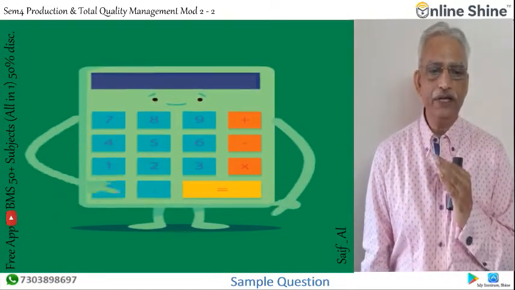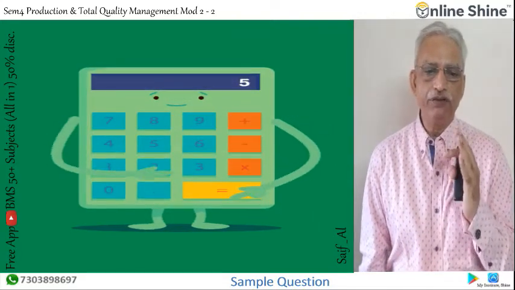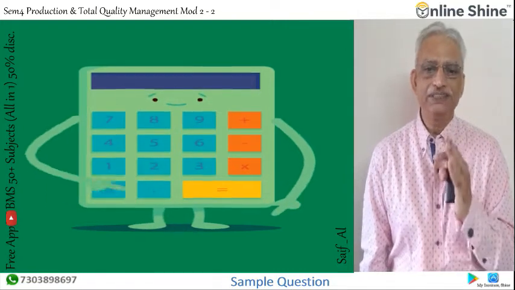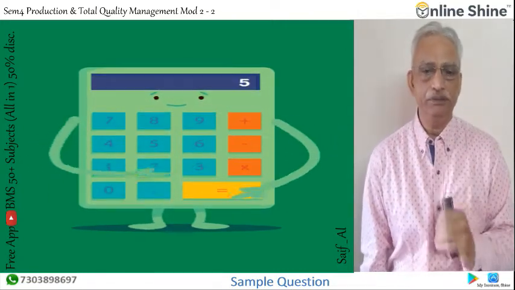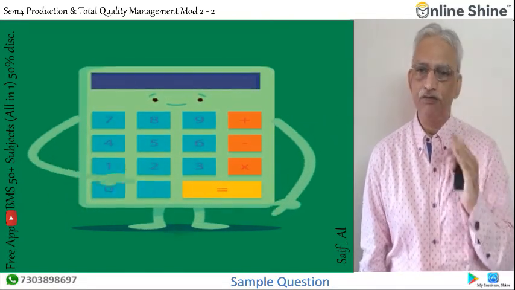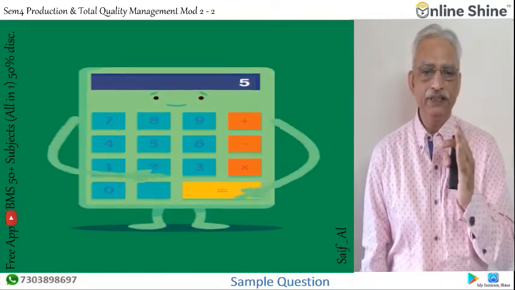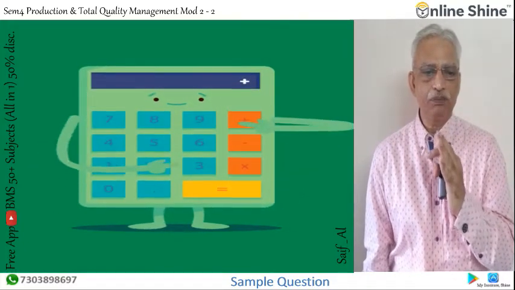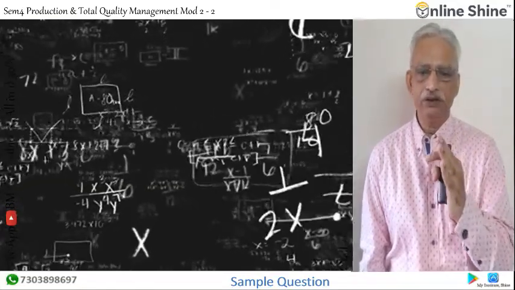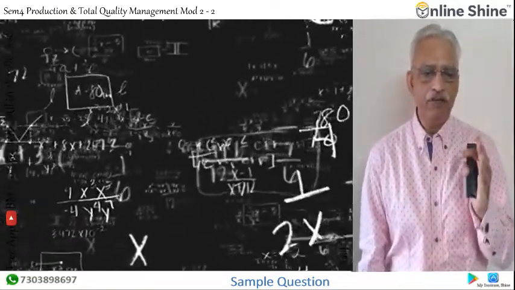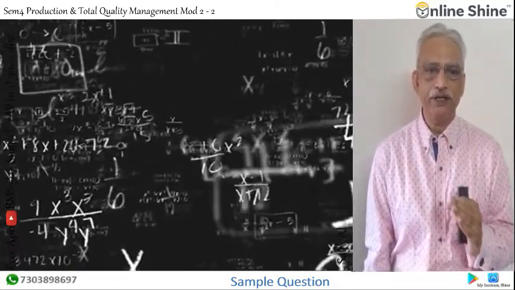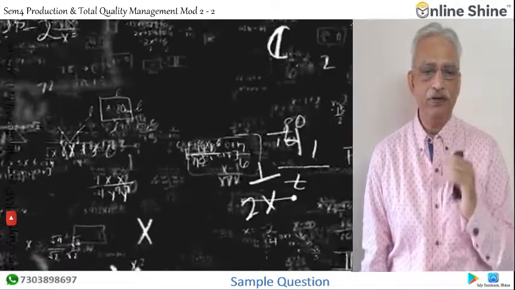So annual usage, 50 units per month into 12, comes out to be 600 units annually. Your ordering cost per order is 15 rupees, and average inventory into carrying cost per unit, that is 400, is the total carrying cost annually. Therefore, handling cost per unit is 400 divided by 40, that is rupees 10 per unit.